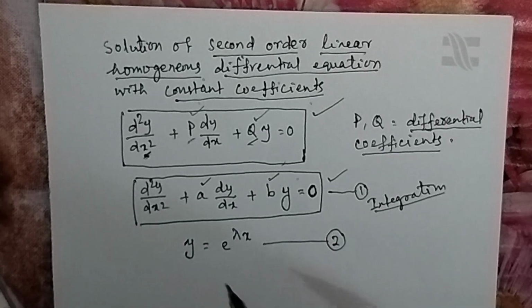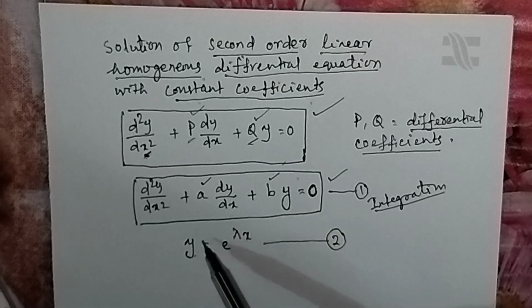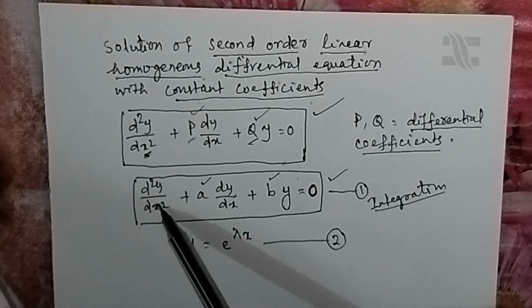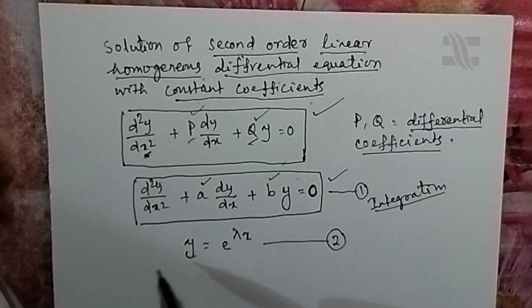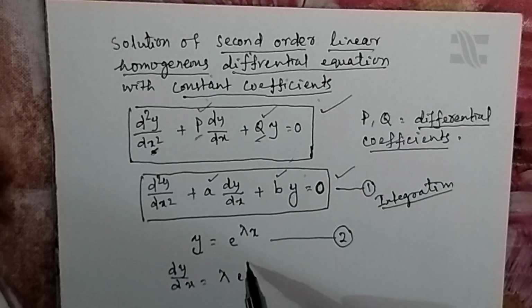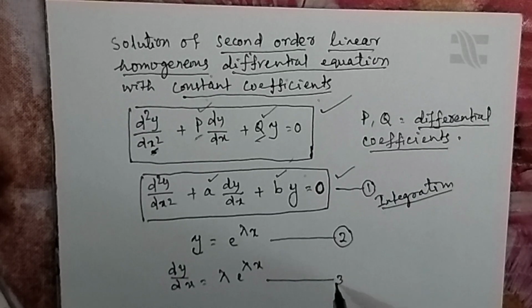To find the solution, what do you have to do? You have to compute the value of y here. Then you find the first derivative of y with respect to x. Then you calculate the second derivative of y with respect to x. You substitute here, then you will get the result. So what will be the first derivative of the function, dy by dx? That will be equal to lambda e to the power lambda x. Suppose this is equation number 3.